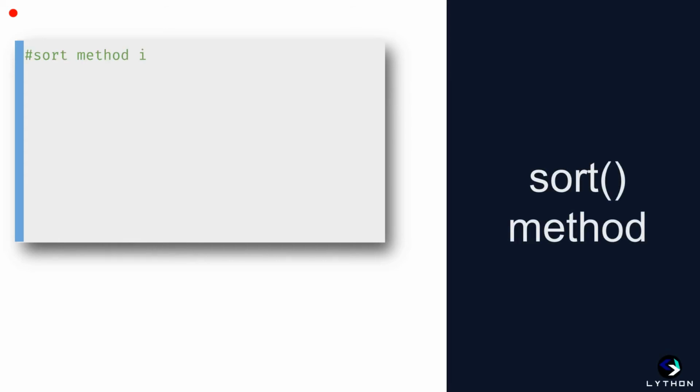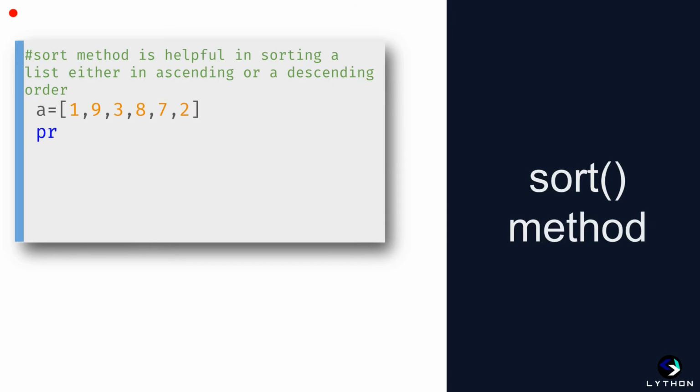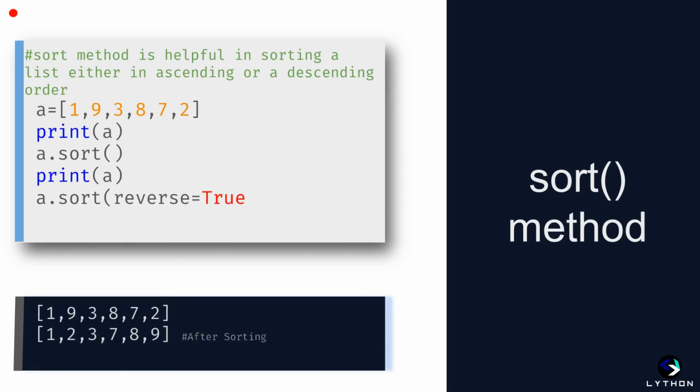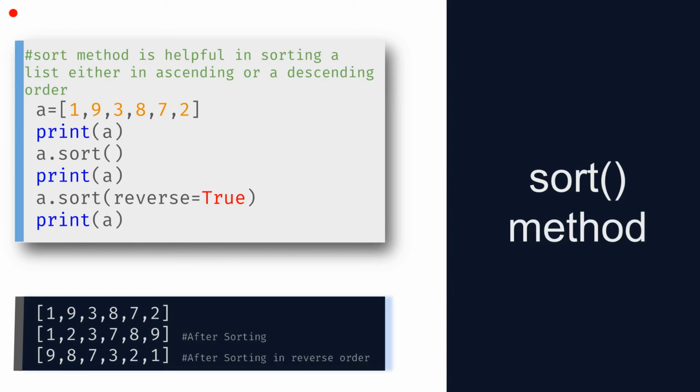Sort method. Sort method is useful in sorting a list in ascending or descending order. By default, the list is sorted in ascending order. You can also set the reverse parameter to true so that the list is sorted in descending order.